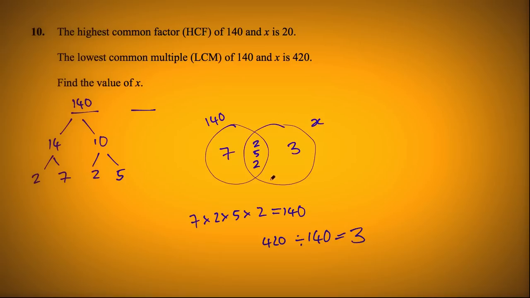So x is a result of multiplying these together. That's 2 times 2 times 3 times 5, which is 60. So x is 60 in that question. There may be other ways of doing that logically, but seeing as I know and use this method, that's the one I'm going for with that one.